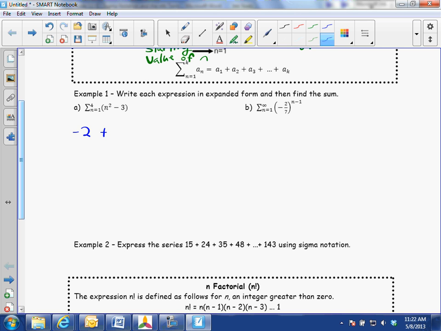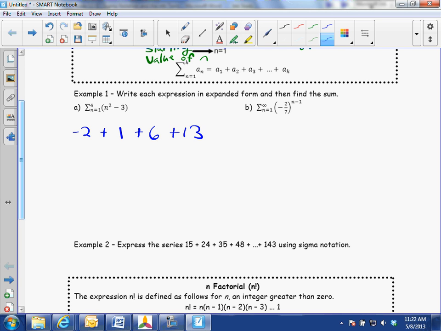And sigma looks kind of like an S, so it says sums. We're actually adding these numbers here. Then we're going to put in n is 2, so n squared minus 3 would be 1. All right, then we're going to put in 3. 3 squared is 9, minus 3 is 6. And then the last one's 4.